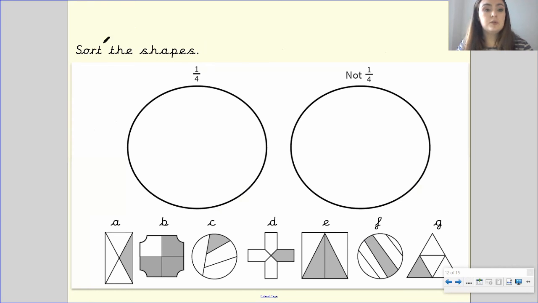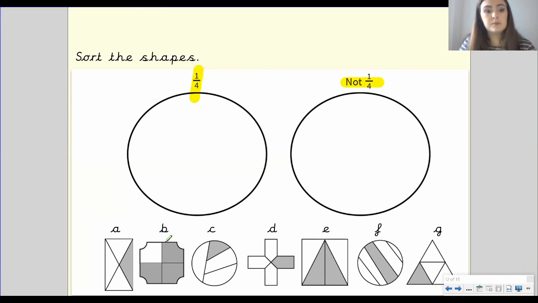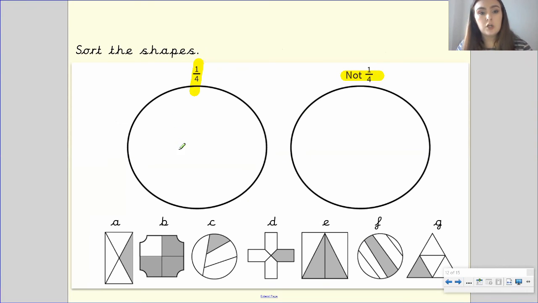Activity number 2, you need to sort the shapes. So you need to draw a circle and above it write 1/4, and then draw another circle and above it write not 1/4. Then you need to go through each of these shapes to show which ones are showing 1/4 and which are not showing 1/4, and sort them into the circles. All you need to do here is write the corresponding letter and put it into the correct circle. Remember, if you're looking for something that's 1/4, it needs to have one part of it shaded and it needs to be split into 4 equal parts. This is activity number 2, so pause here if you are going to be completing this activity.